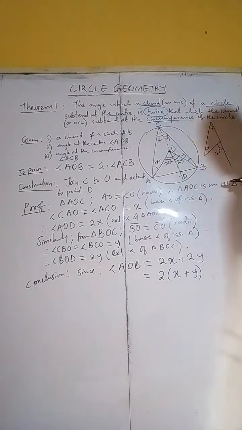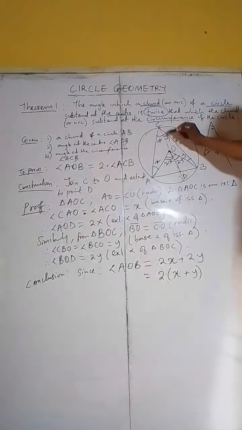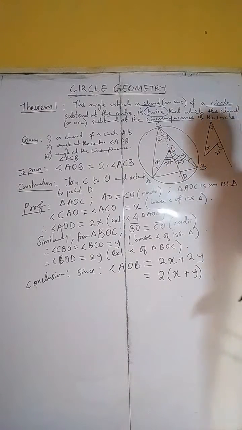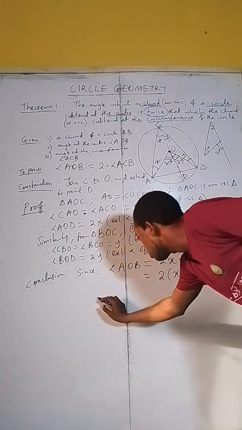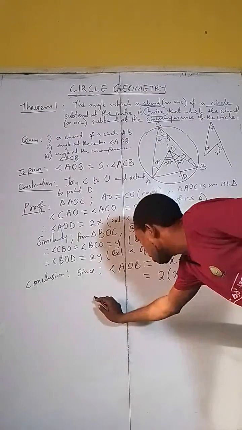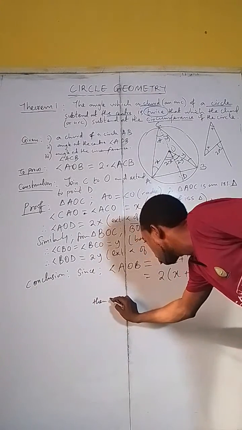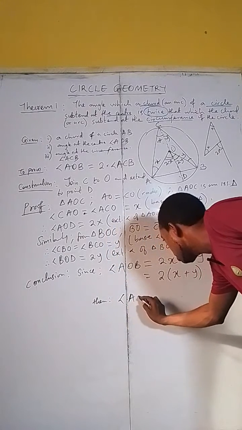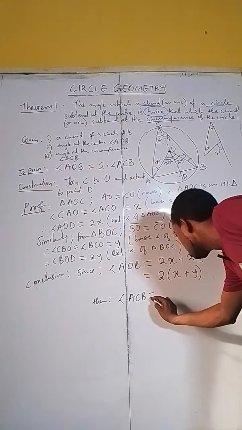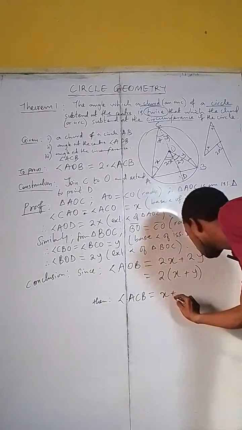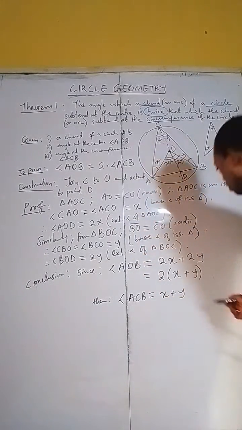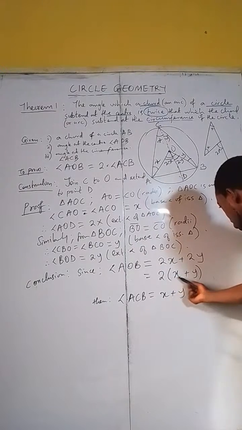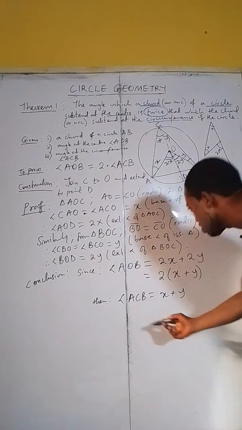Okay, and when you look at this angle at the circumference, which is ACB, the total angle here, ACB, is x plus y. Then we have angle ACB at the circumference equals x plus y, which implies that instead of writing x plus y, we can easily write angle ACB.